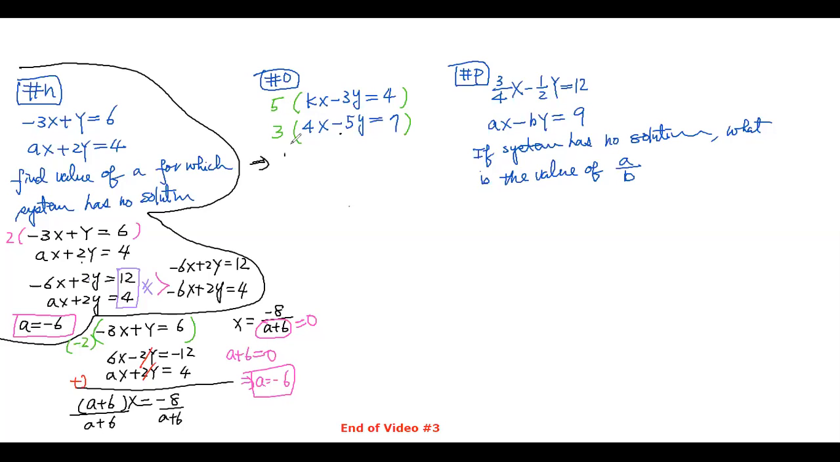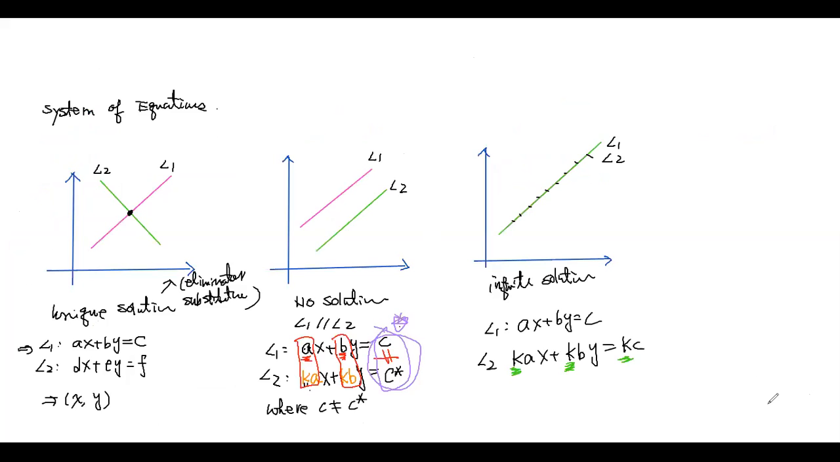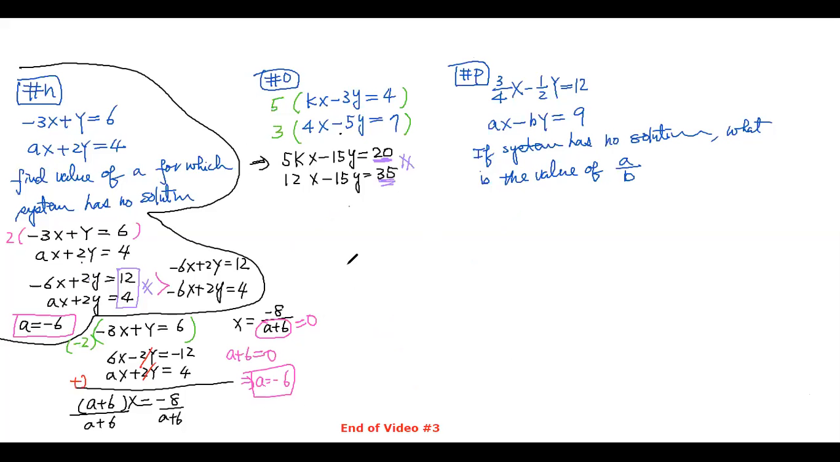So the first equation will be 5kx minus 15y equal to 20. All right, then the second one here is 12x minus 15y equal to 35. Wow, okay, so the first thing you see here, you say, hey, 20 and 35, they're not equal. That's good, right? They're not equal at the end. That is no solution, all right? They're not equal, so that's good.